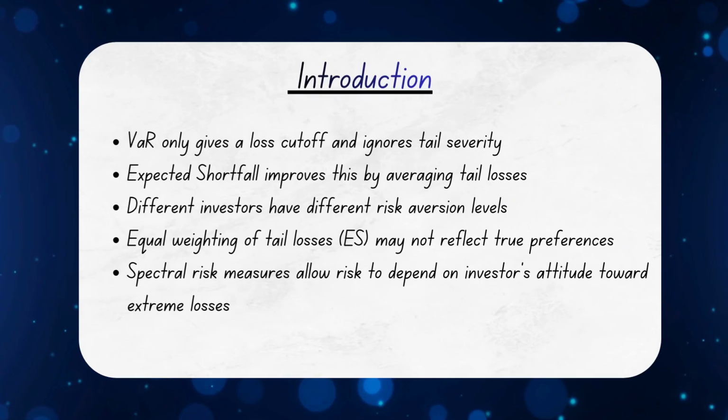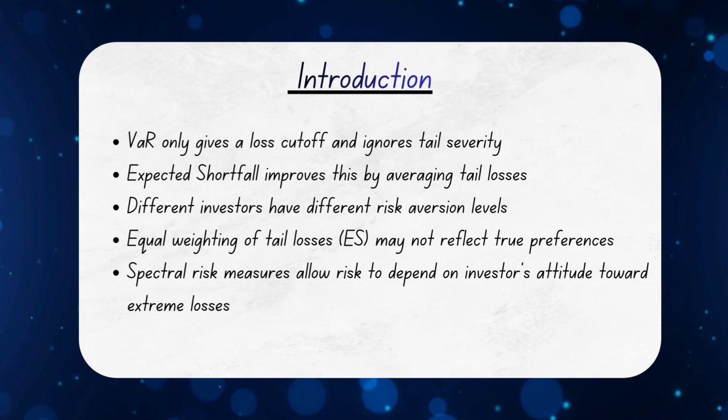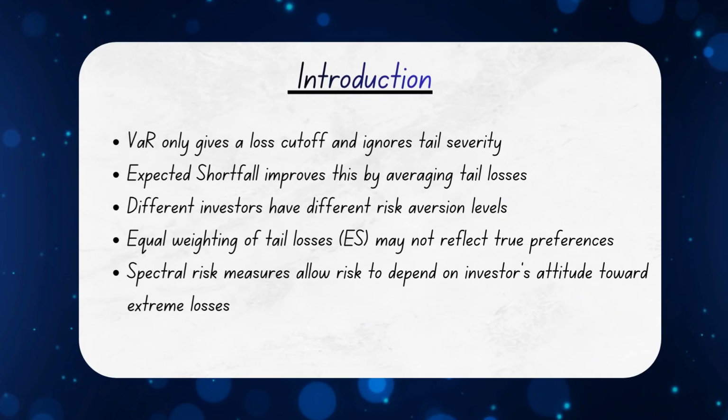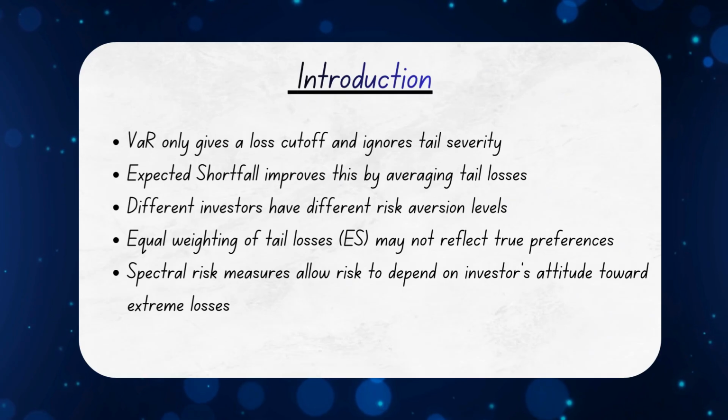To fix this limitation, we use expected shortfall. Expected shortfall improves upon VAR by taking the average of all losses beyond the cutoff. This means it considers tail risk and gives us a better sense of how large extreme losses might be. However, even expected shortfall treats all tail losses equally, and that may not reflect how investors really feel about risk. Some investors fear extreme losses much more than moderate ones.